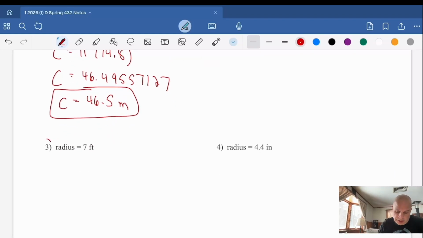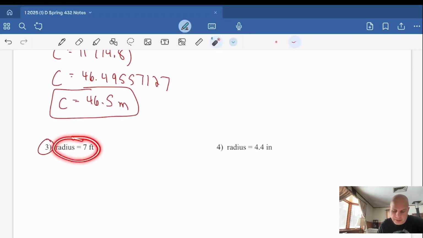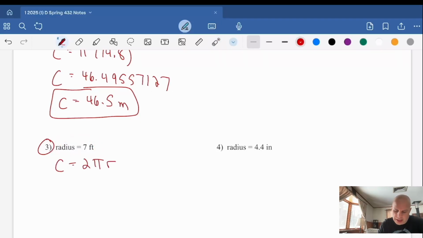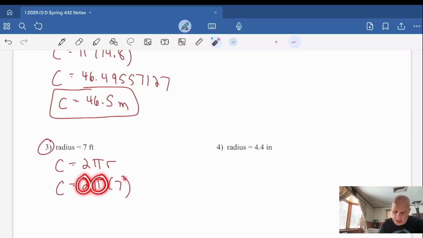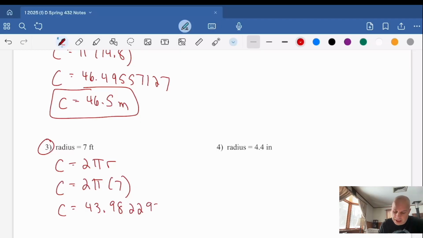Let's take a look at number 3. We're given the radius. The radius is 7 feet. So we'll use our other formula, circumference equals 2 pi r. The radius is 7 feet, so we're going to do 2 pi times 7. So in my calculator, I'm going to type in 2 times pi, using the pi button, times 7. When you type that in, you get 43.98229715, and it keeps on going.